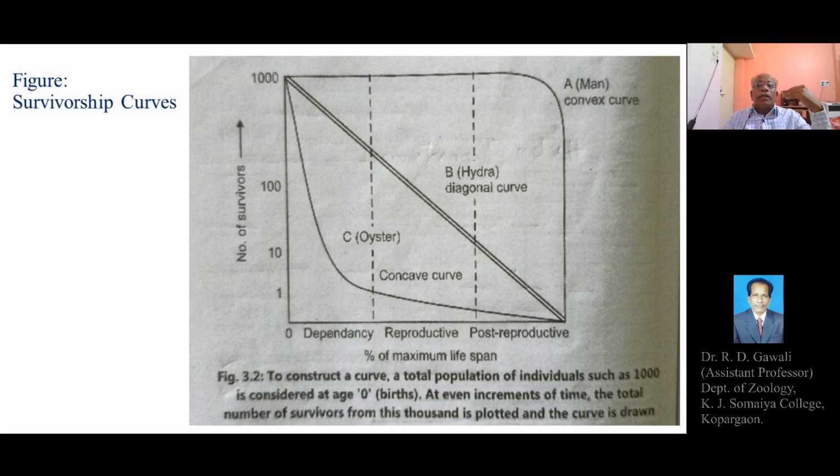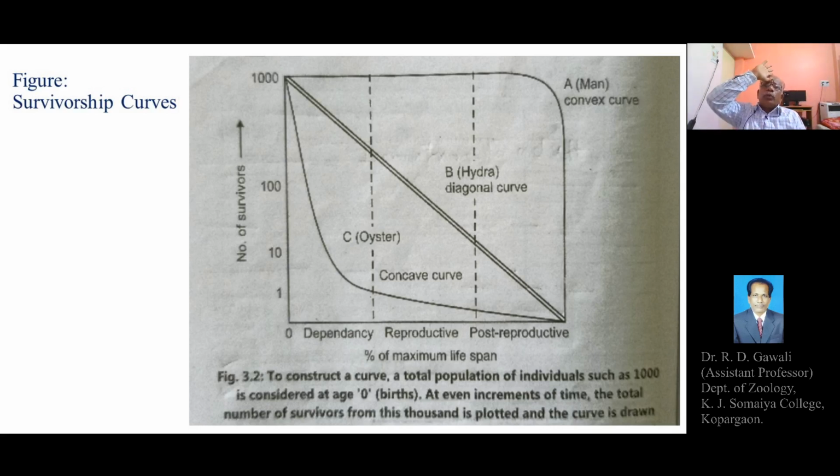99%, not 90, but 99% of the individuals die in the initial phase of their life, and only 1%, not 10%, only 1% of the individuals survive up to their potential lifespan, and thus the line goes straight along the x-axis and finally reaches a zero level. So the curve becomes concave. The curve becomes concave. And this is because of the sudden decrease of population.